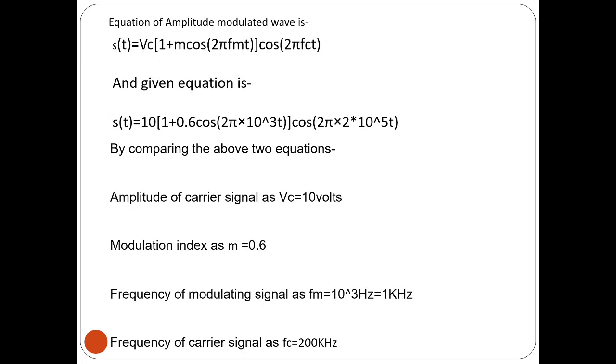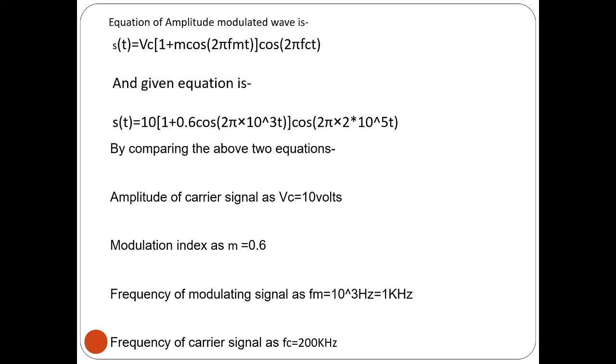So first of all, for solving this equation, write down the standard equation of amplitude modulated signal, which is nothing but S(t) = Vc[1 + m cos 2π fm t] cos 2π fc t. So which are the different terminologies here? Vc is nothing but the carrier signal's amplitude. m is the modulation index. fm is the frequency of modulating signal, and fc is the frequency of carrier signal.